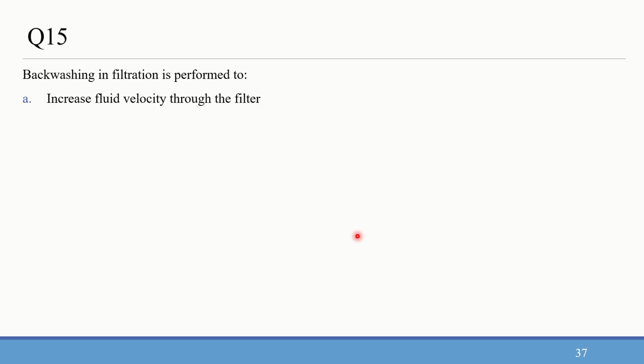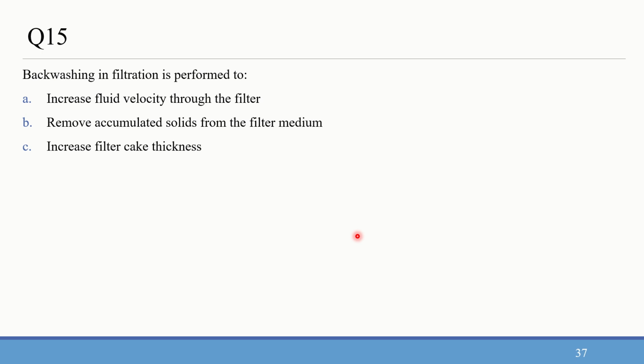In question 15, what is asked? Backwashing in filtration is performed to dash. Option A, increase fluid velocity through the filter. Option B, remove accumulated solids from the filter medium. Option C, increase filter cake thickness. Option D, reduce fluid viscosity. So in general, we perform backwash in the filtration process. The question is about why we do the backwashing in the filtration process.